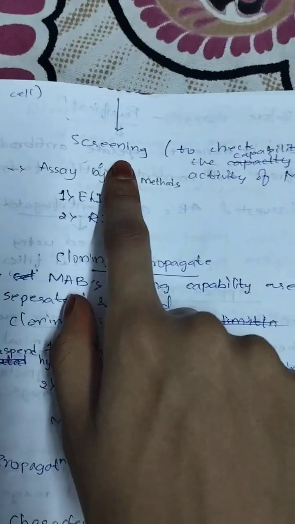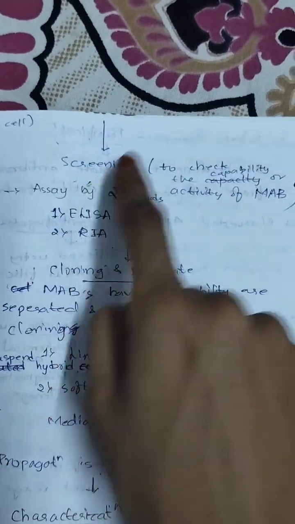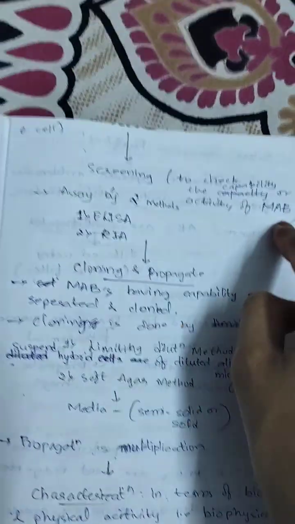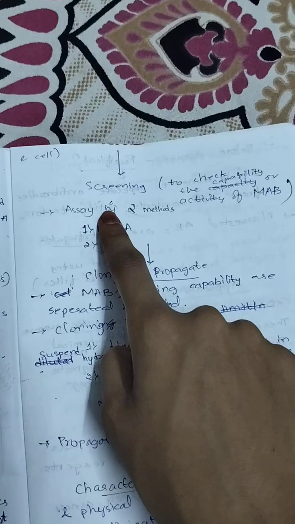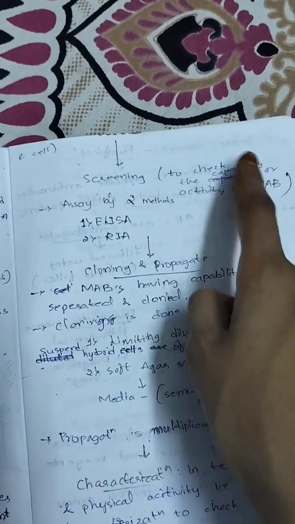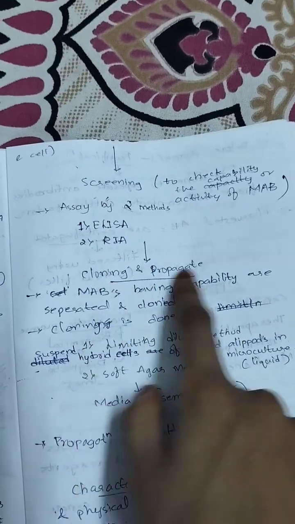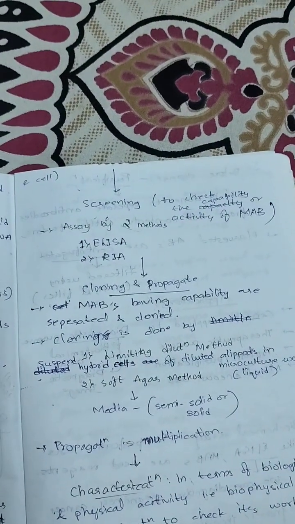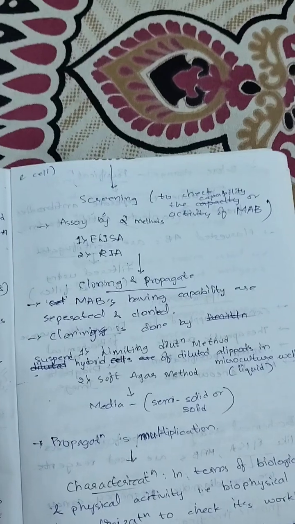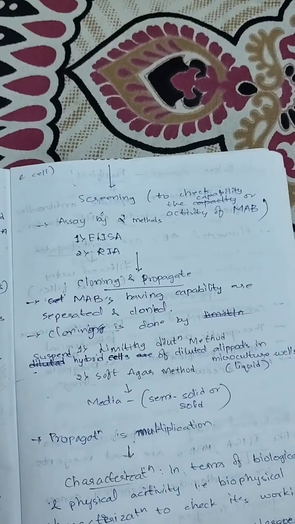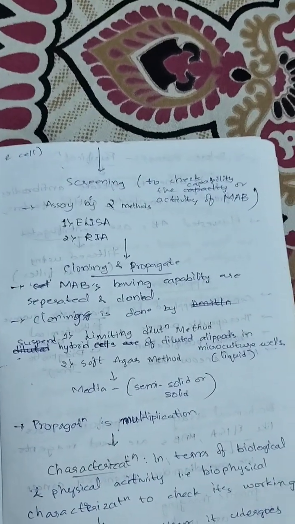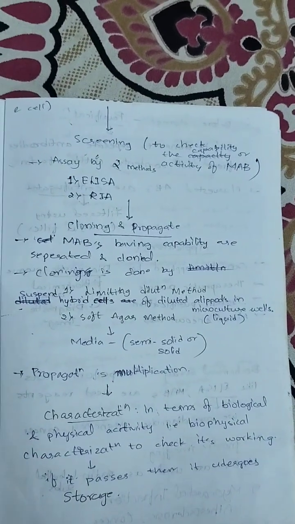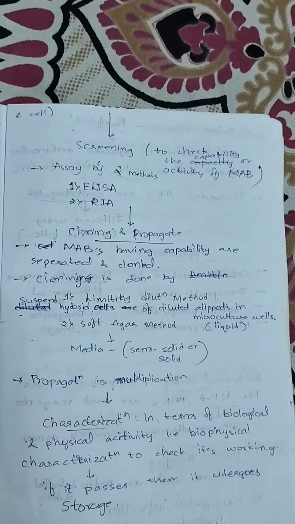Then screening is done. Screening is done to check the capability or activity of monoclonal antibodies. For screening, ELISA or RIA tests are done. And then cloning or propagation is done. The MABs having capability are separated and cloned for further production of monoclonal antibodies. Cloning is done by two methods: limiting dilution method or soft agar method.